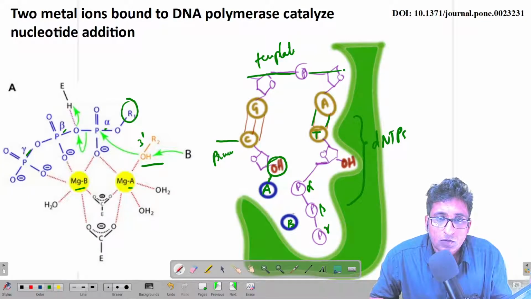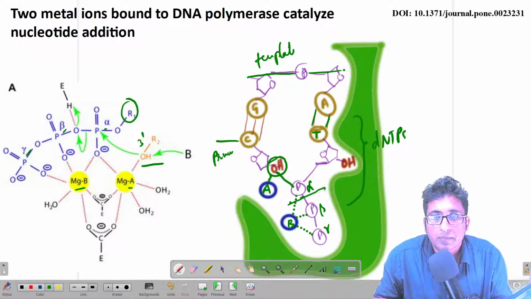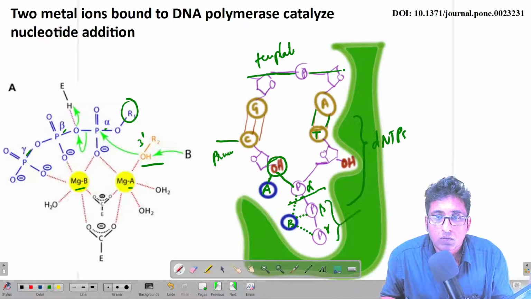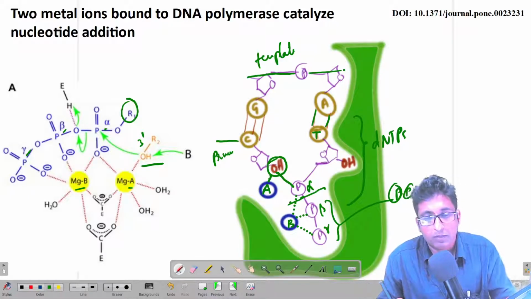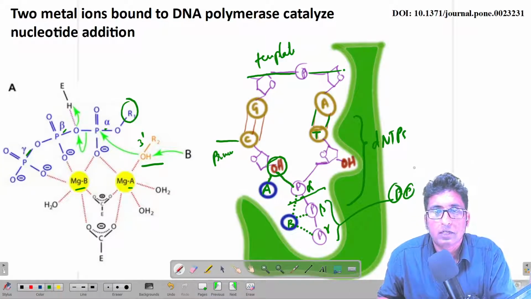Metal ion B will stabilize these three phosphates in such an orientation that the oxyanion that has formed will form a phosphoester bond with the alpha phosphate, which will also result in the cleavage of this bond here. And these two would be released as pyrophosphate, and the pyrophosphate would be acted upon by pyrophosphatase, which would be further broken down into 2 inorganic phosphates.